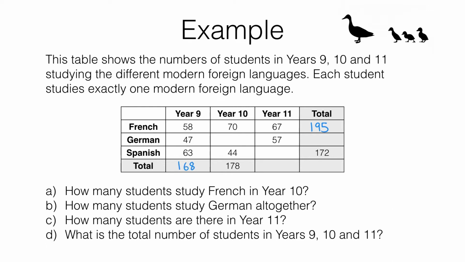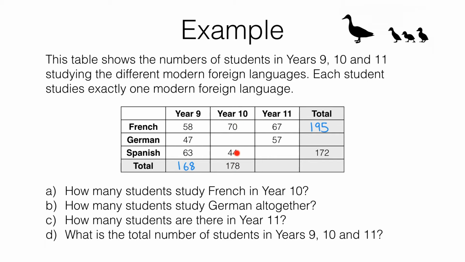It now gets a little bit trickier. Let's have a look at German students in year 10. So how many year 10 students study German? Well, we know 70 year 10 students study French and 44 year 10 students study Spanish. And we know that there are a total of 178 year 10 students. So the number of French, German and Spanish students in year 10 should add up to 178.